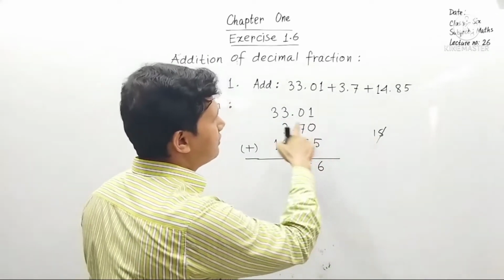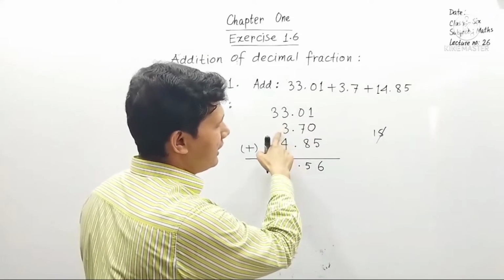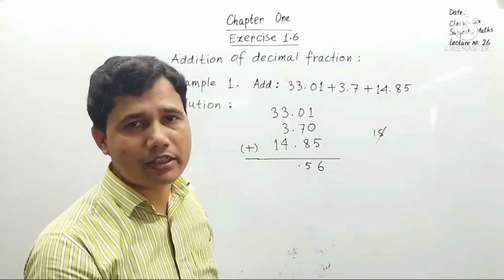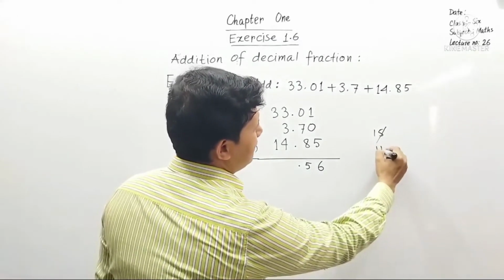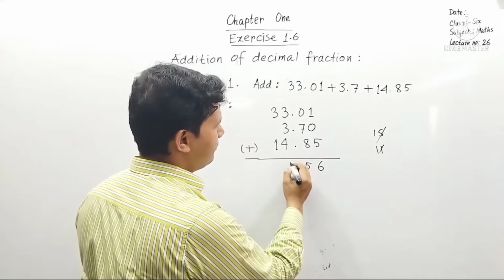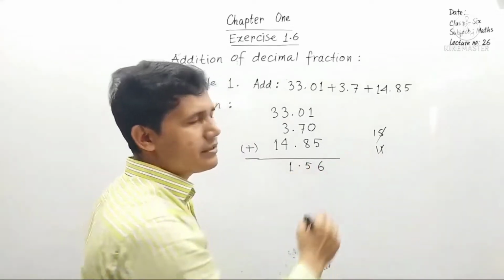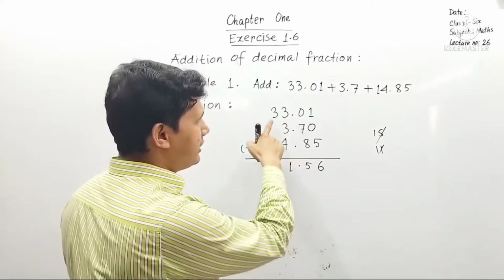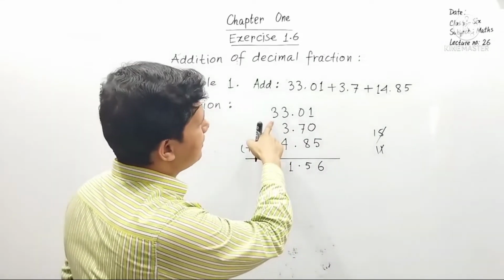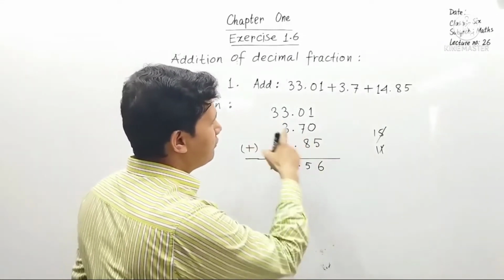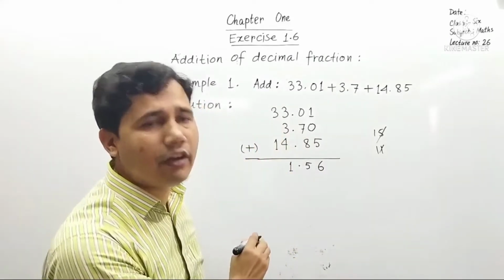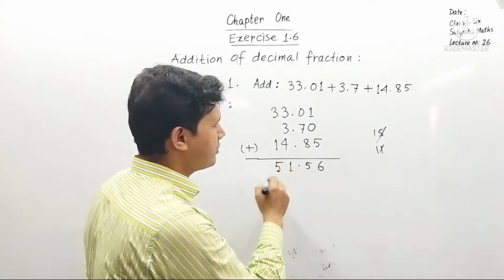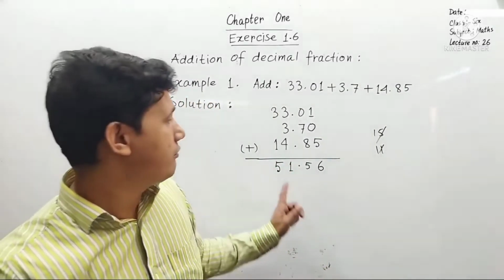3 plus 1, 4, 4 plus 3, 7, 7 plus 3, 11. Again 11, this one you will write here, and this one remains. This carrying one will be added with this 3 in the tens place. 3 plus 1, 4, 4 plus 1, 5. Here you will write in the sum. So the result is 51.56.